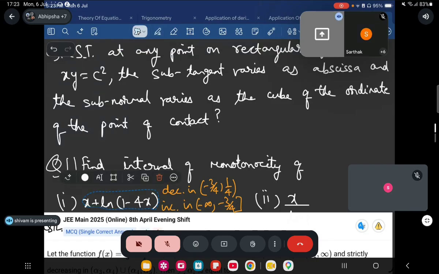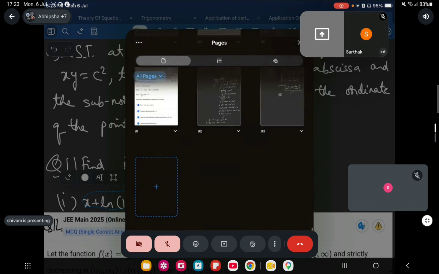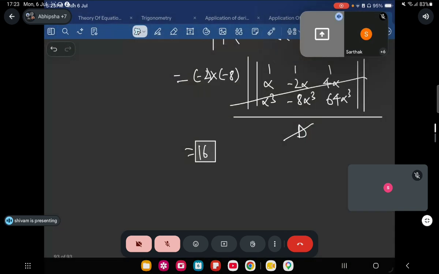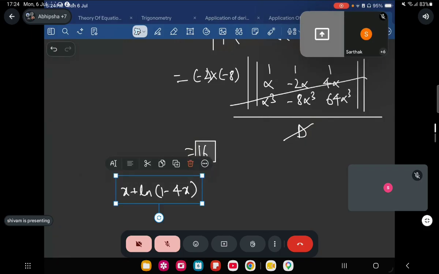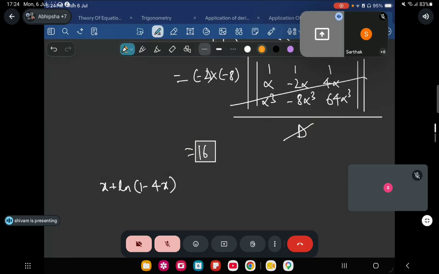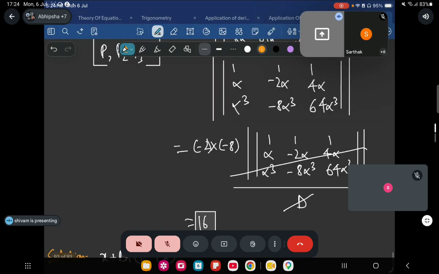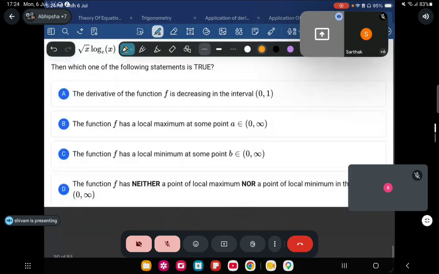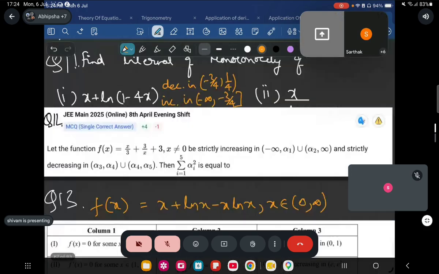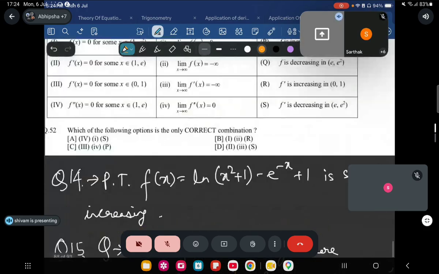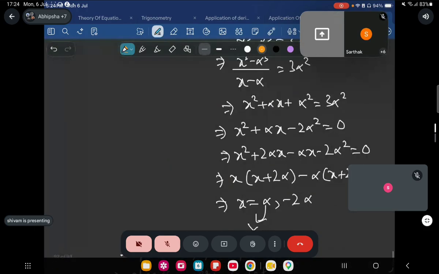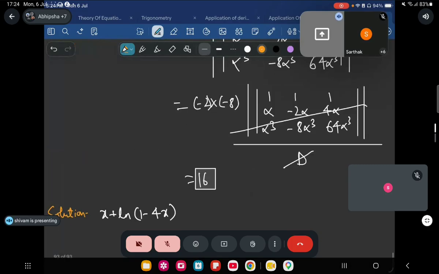x plus ln of 1 minus 4x. We need to find out increasing and decreasing. Okay. So over here, Sarthak, what do I need to find out? Pay attention. So first of all, let us find out the domain. We always talk about monotonicity in the domain, right? This is question number 11, part 1.